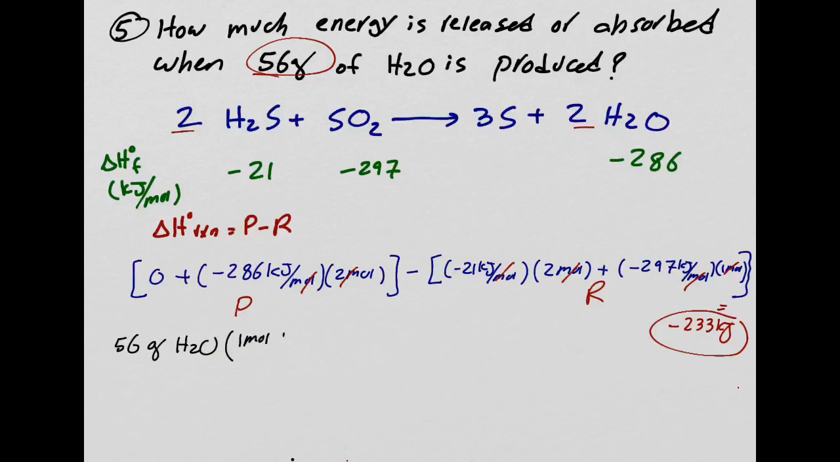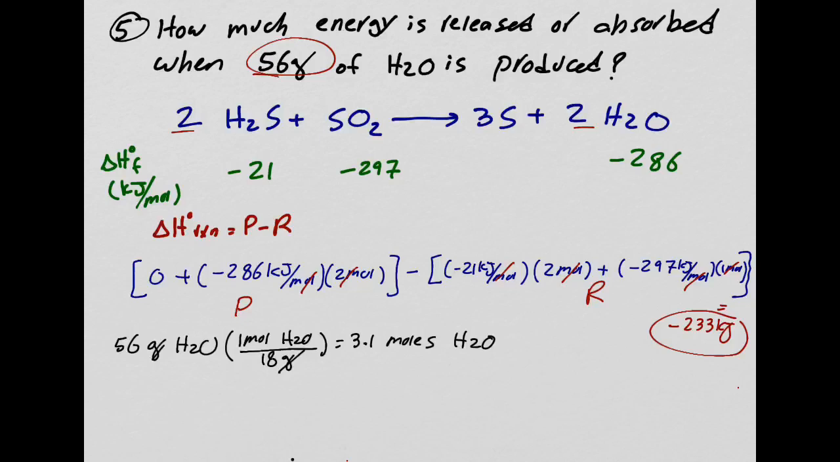That's what we know. 1 mole of H2O is 18 grams, so the grams will cancel out. What I end up with is 3.1 moles of H2O. Now we did this at the beginning of the lecture. Remember we talked about the way I like to do it is proportion, right?